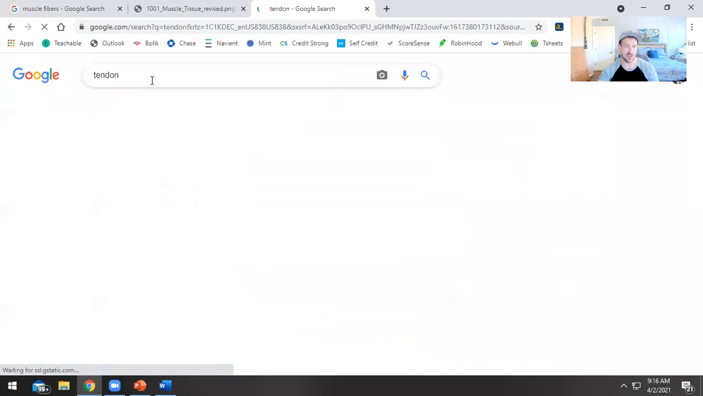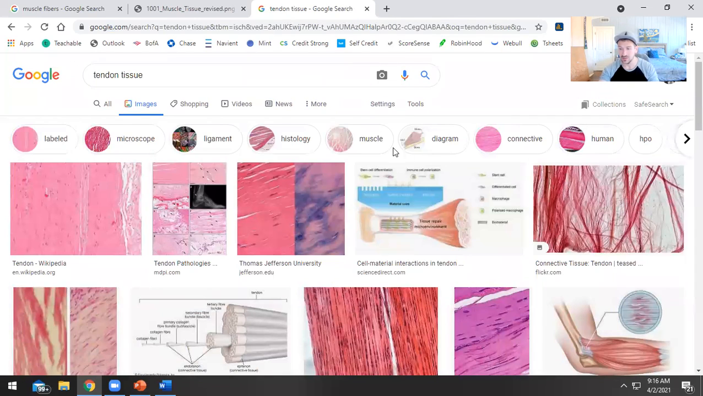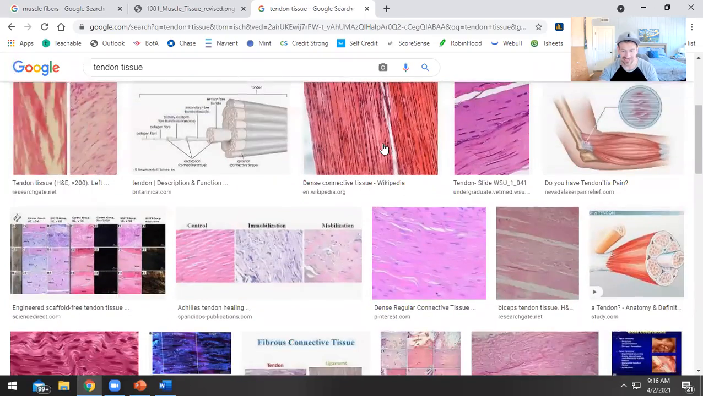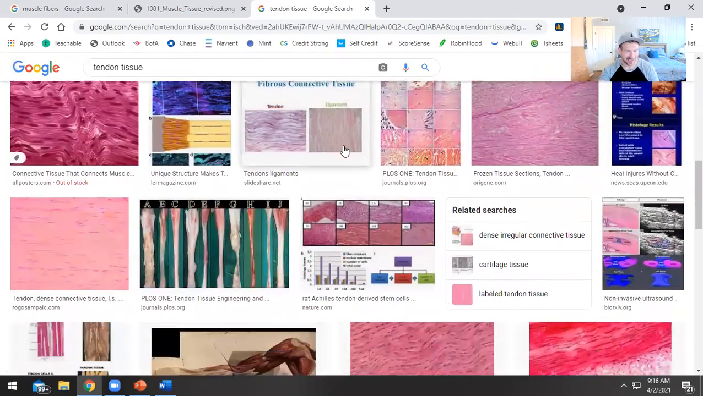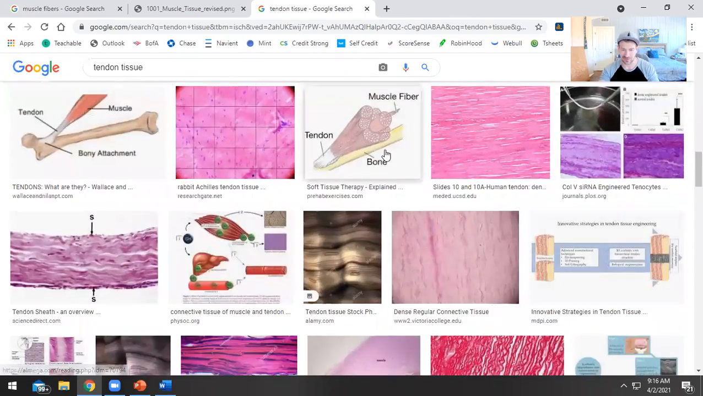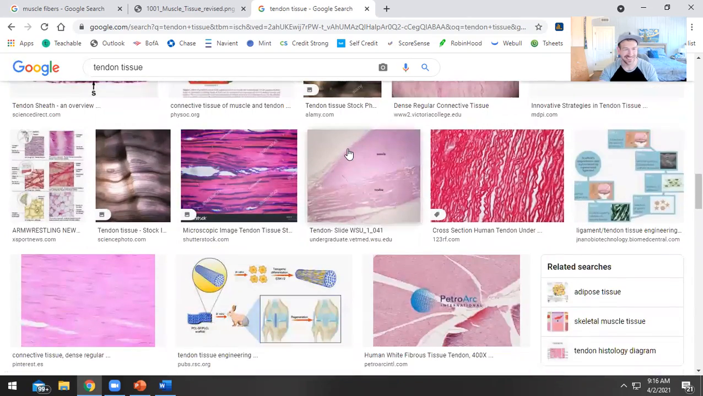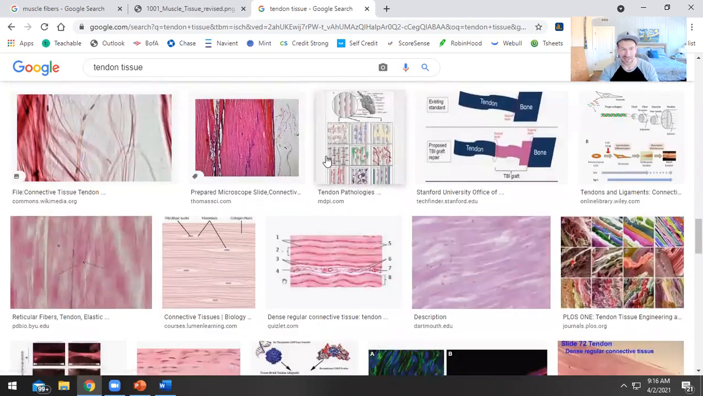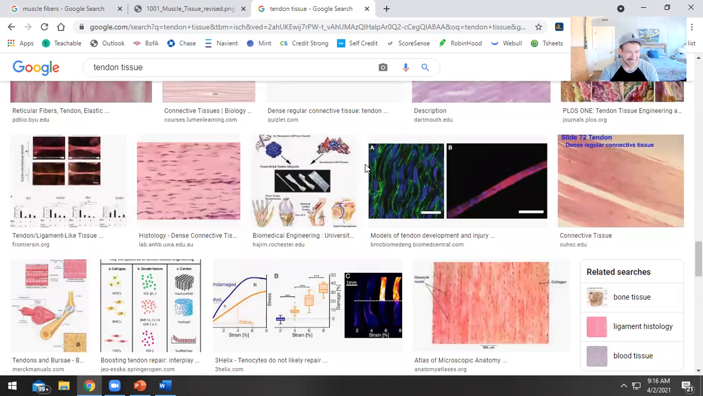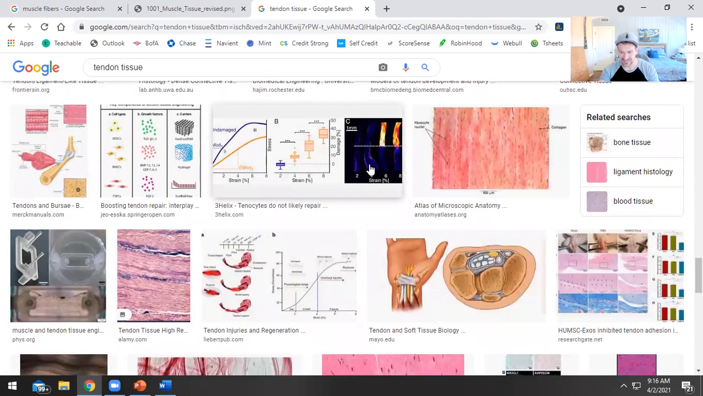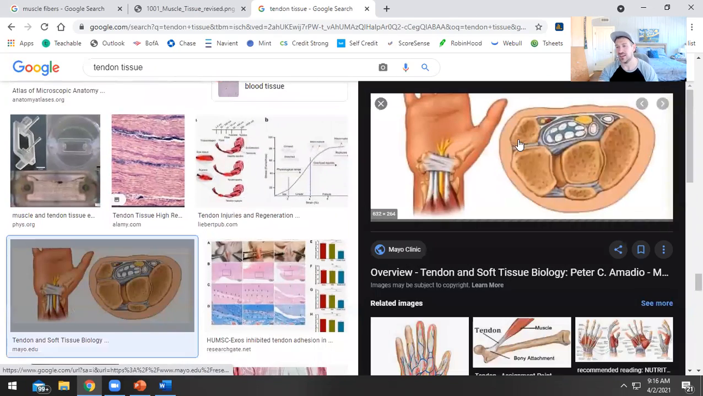So if actually tendon tissue, yeah. Come on, Google. No, we don't want to look up pictures of actual tendons. This isn't that type of anatomy class. Yeah, it's not bad, I guess. So this will actually kind of work.